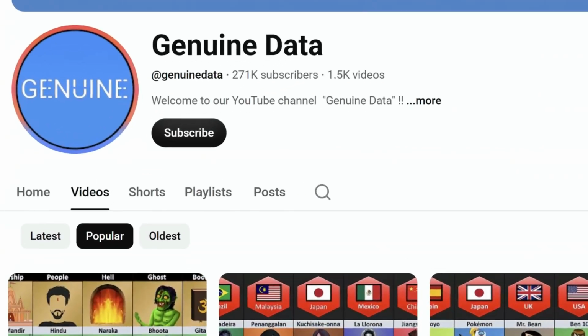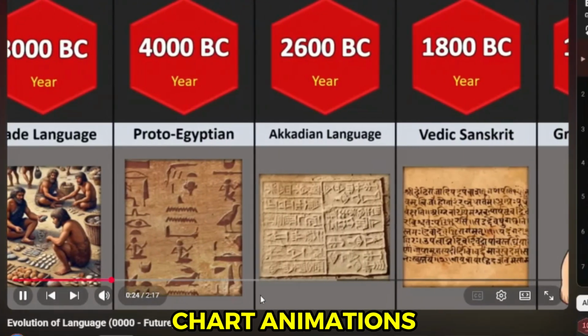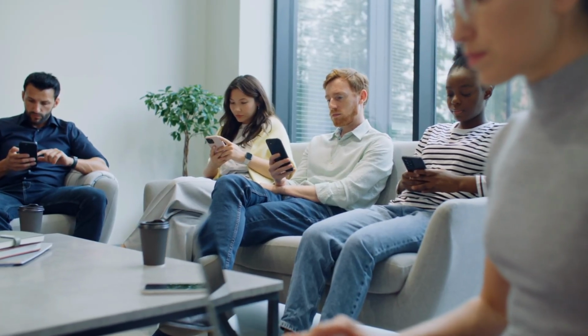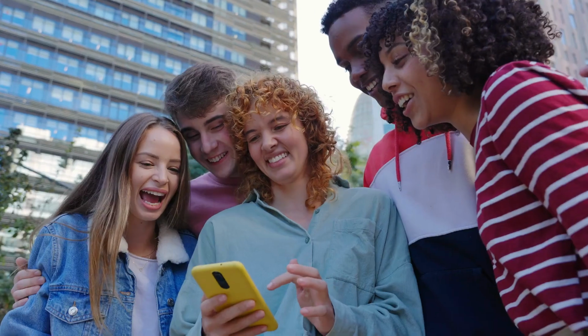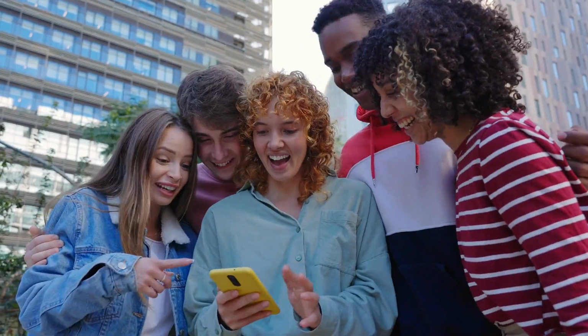Faceless YouTube channels built around animated data visuals, ranking videos, chart animations, rising bar graphics have become one of the most reliable formats for building a large audience without ever appearing on camera. The format works because the visuals are inherently engaging. People genuinely enjoy watching numbers move, rankings shift, and charts rise. When the data is interesting, the animation does all the work of holding attention.